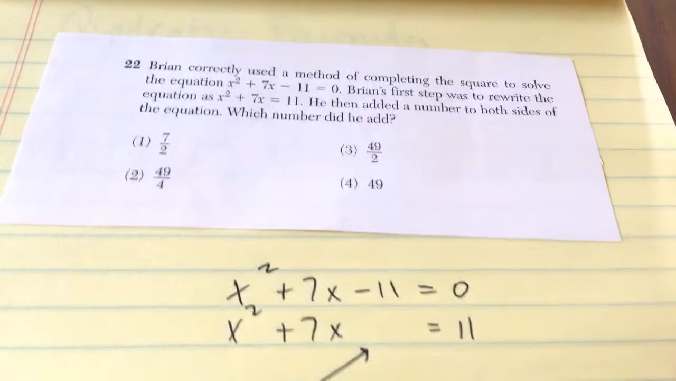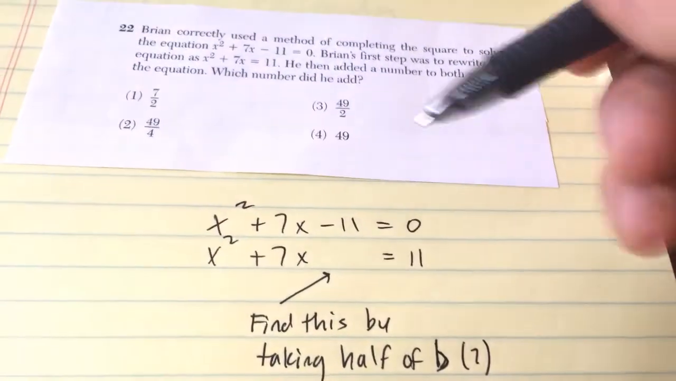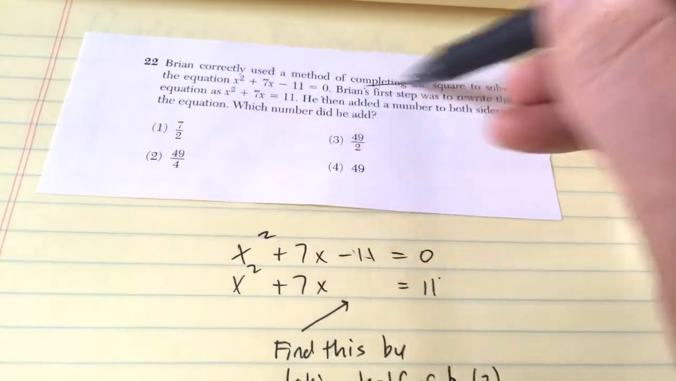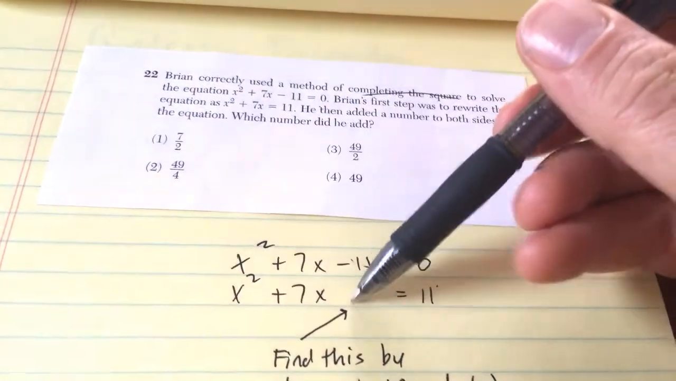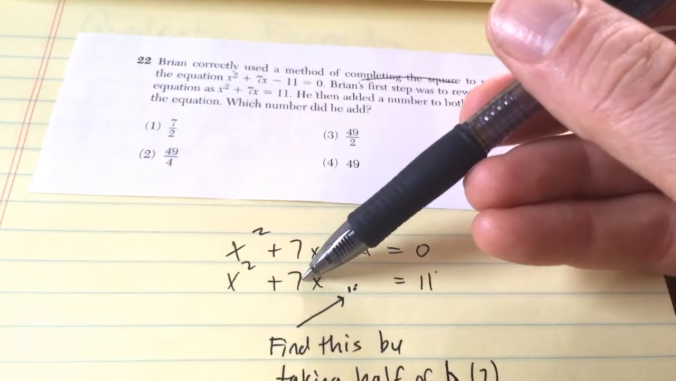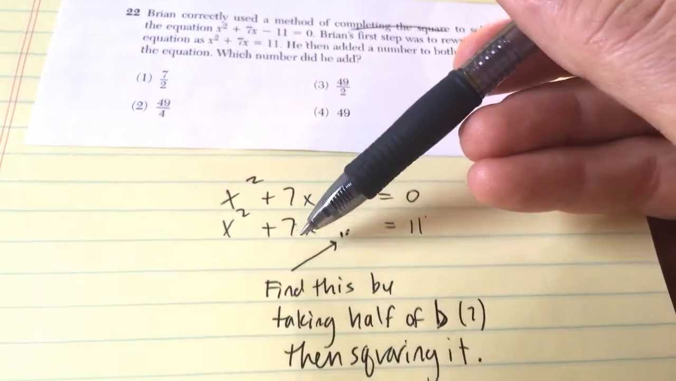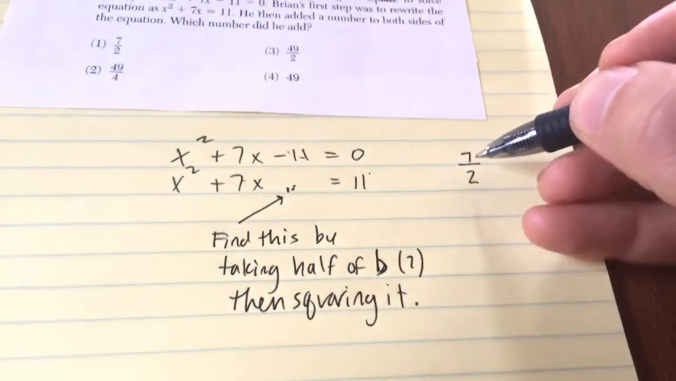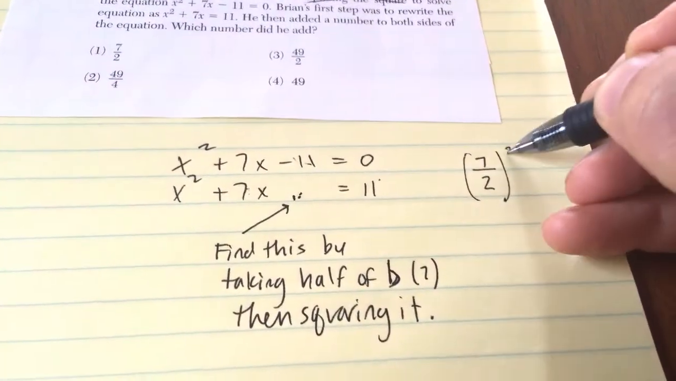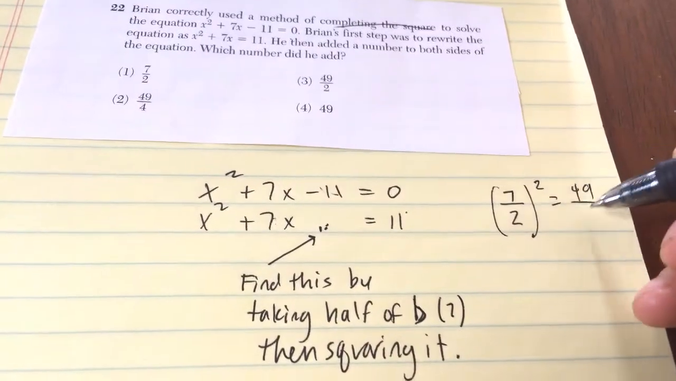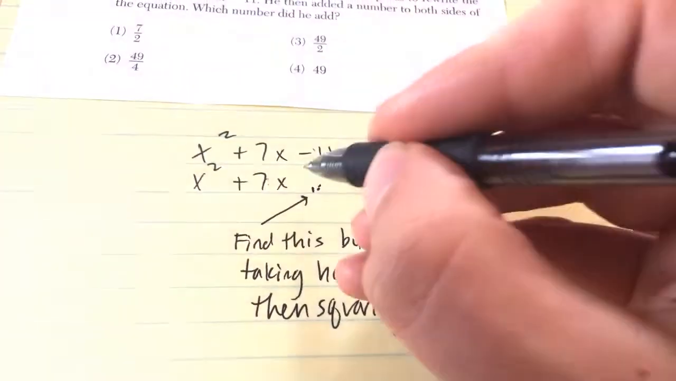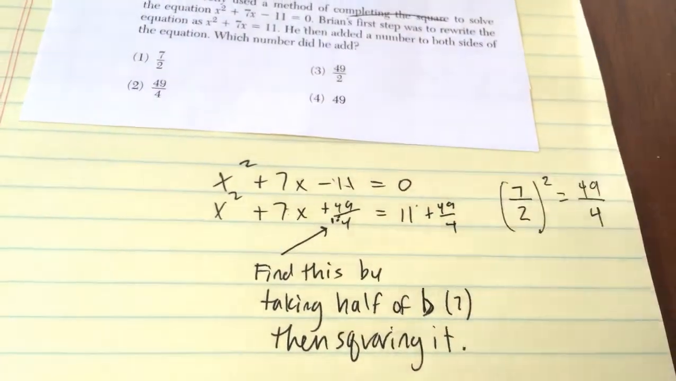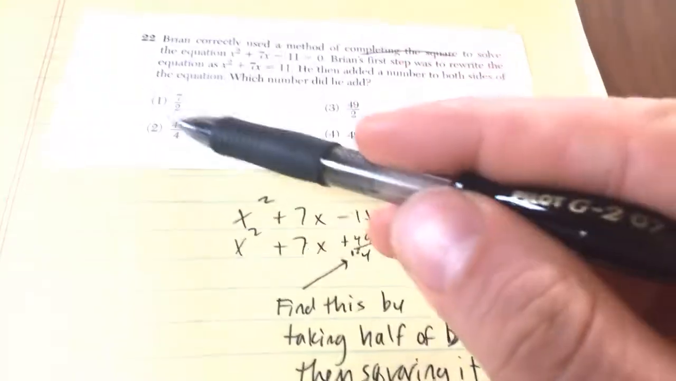In number 22, I have my equation, x squared plus 7x minus 11. It says that they added 11 over to start the completing the square. What I do to find this term is I take half of b, and then I square it. So half of 7 is basically 7 halves, and then squaring it is 49 fourths. Okay, so if I find that, I have 49 fourths and 49 fourths. It's not asking you to solve. Choice number 2.